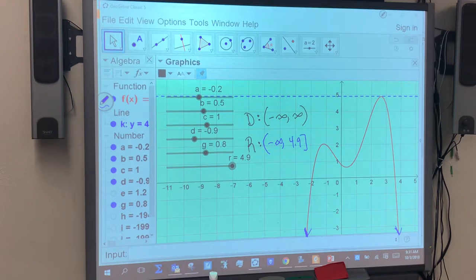And when I look at that range number line, the number to the left should be smaller, or more negative, than the number to the right. So negative infinity is more negative than 4.9, right? Okay. So those are some good things to be able to do. But now I want to change this a little bit.